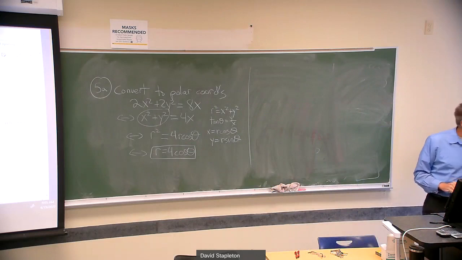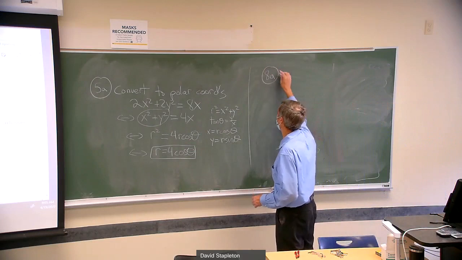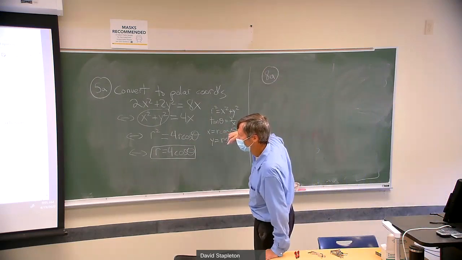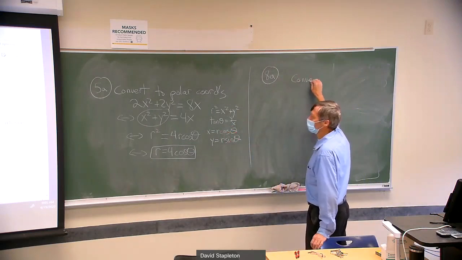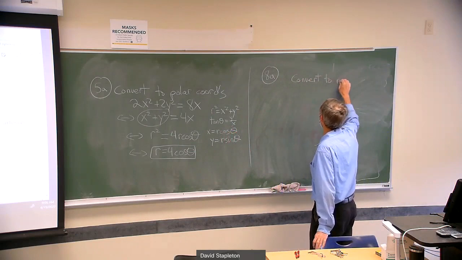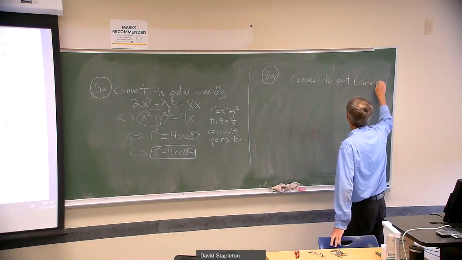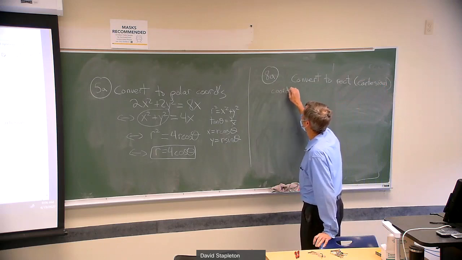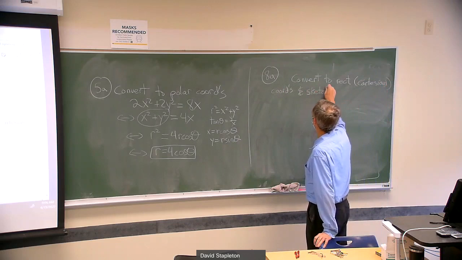The harder part is doing these other ones on problem 8, when you want to convert the equations from polar to rectangular and sketch. So convert to rectangular. This time I said Cartesian. It's the same thing. Convert to rectangular, also known as Cartesian after Descartes, with the coordinates, and sketch it.